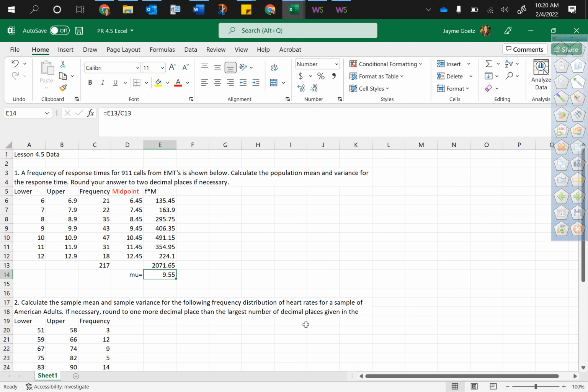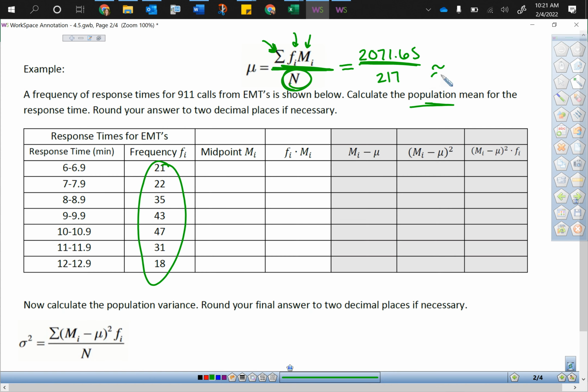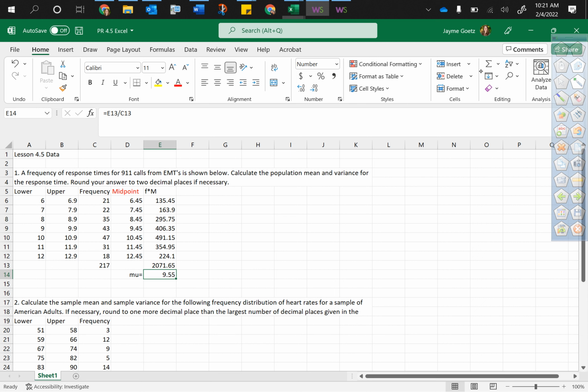Now, it doesn't cut your actual number off. It just rounds it so that you see it. So if you use that cell reference in the future, you're not actually using the rounded value, you're using the whole value, but for simplicity's sake, it allows you to see something a little easier. So your mu value is about 9.55 here, which means according to this frequency table, the average response time was 9.55 minutes. Okay?